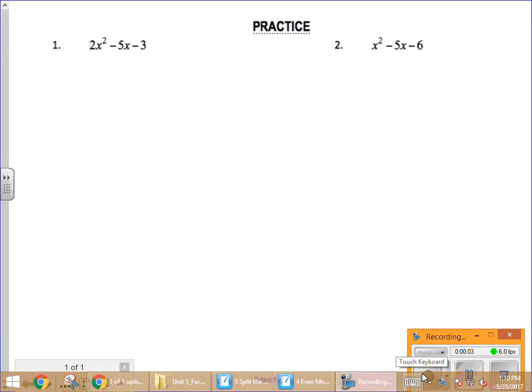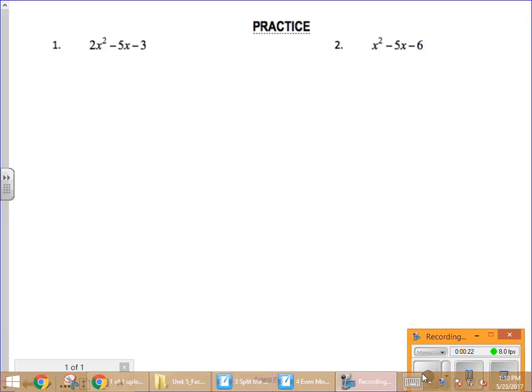This is a video for Algebra 1, Unit 5, Factoring, Lesson 2, Split the Middle Practice. This is the practice problems on the bottom of the Split the Middle notes. I'm going to do numbers 1 and 2 of the 4 practice problems with you. The answers are also on the bottom of the page, and the key is posted on Canvas.